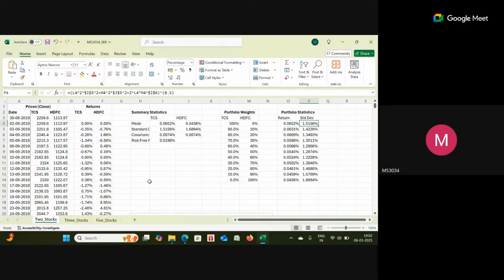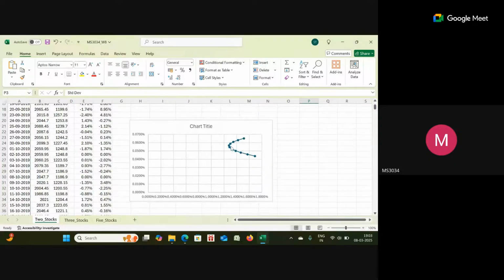Using the formula for the standard deviation of the portfolio, we calculate the portfolio's standard deviation. Now we have these 11 points, and we plot them: expected return against standard deviation. We get this shape, which is similar to the shape we have seen on the Rice Business School platform. This is the shape of the minimum variance set.